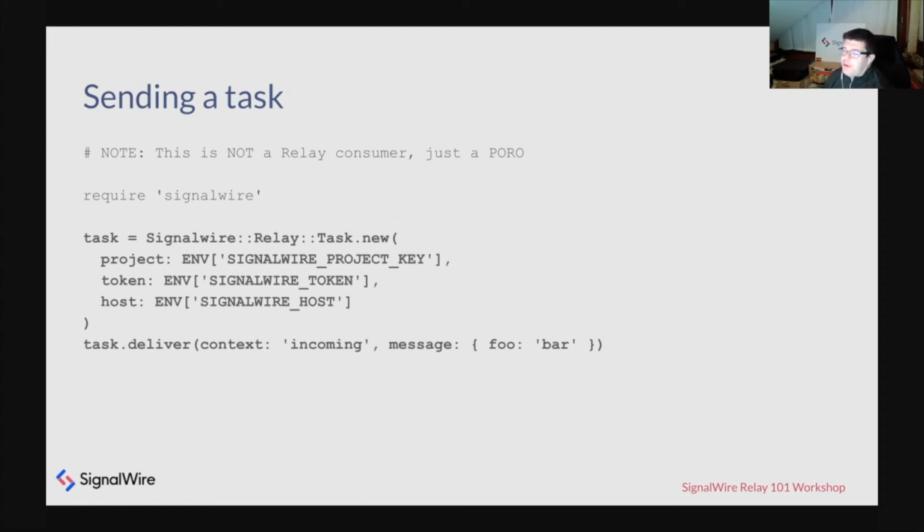What happens here is that we instantiate the task, and then we deliver the task to the incoming context with a message that's just JSON. So if you put in a hash, it will be converted to JSON and sent over. This allows you to deliver any kind of information to your task handlers, and allows you to do anything you'd like to do, really. We'll be using the concept of using a task to dial out calls throughout the rest of the webinar because it's useful in general.